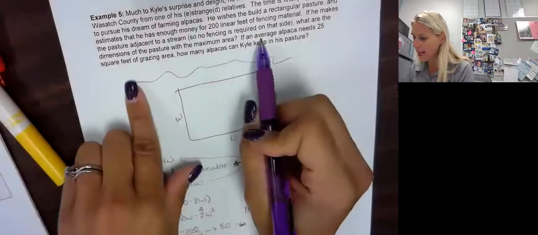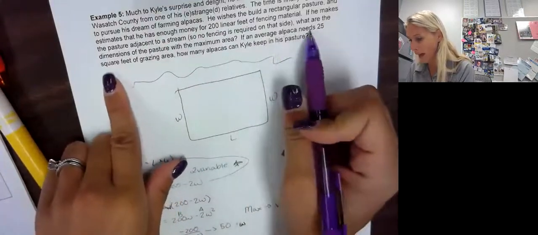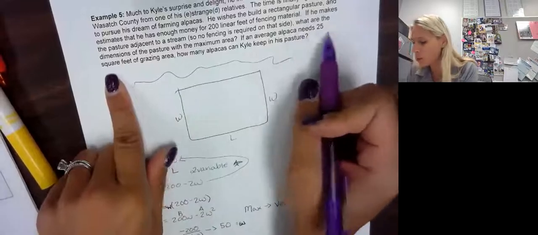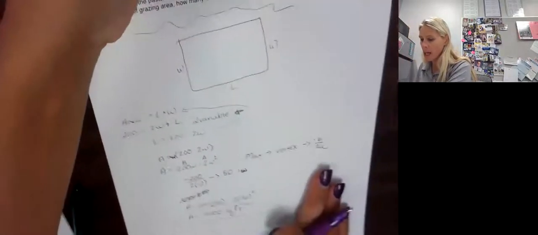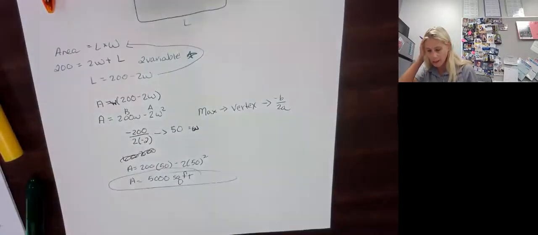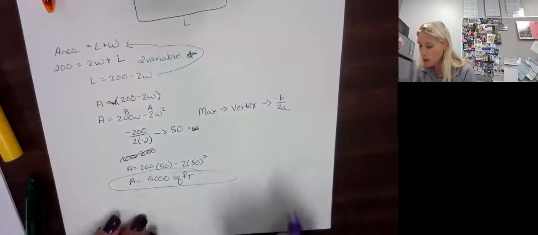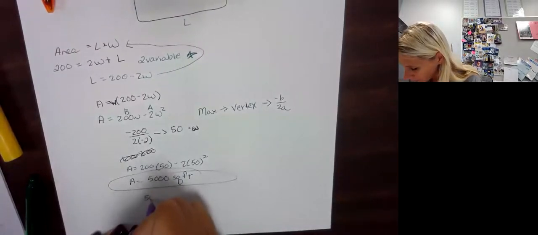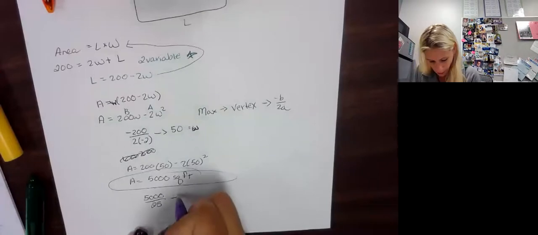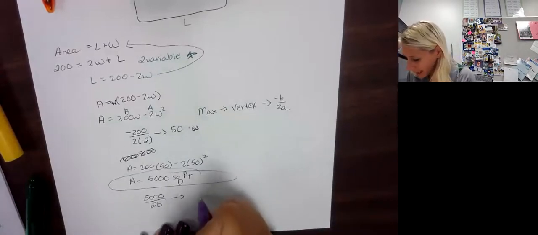It says if the average alpaca needs 25 square feet of grazing, how many can Kyle keep in his pasture? Well, if they need 25 feet per animal, we just do a division, right? So 5,000 divided by 25 means that he can have 200.